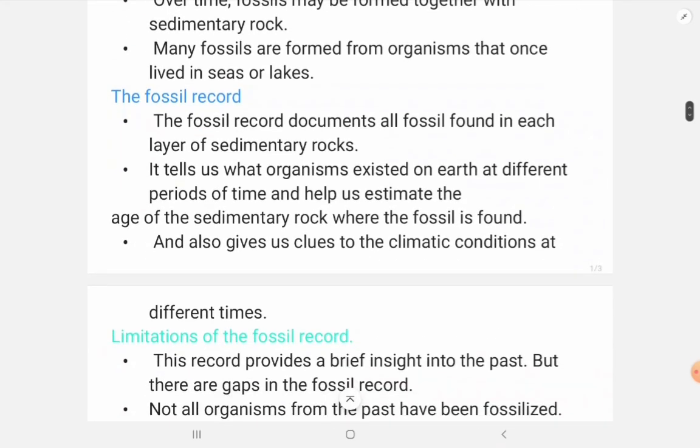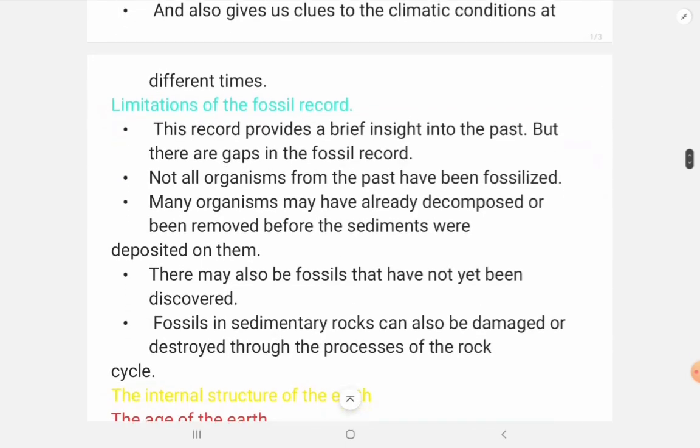Next, the fossil record. The fossil record documents all the fossils found in each layer of sedimentary rock. It tells us what organisms existed on Earth at different periods of time and helps us to estimate the age of the sedimentary rock where the fossil is found, and also gives us a clue of the climate conditions at different times.